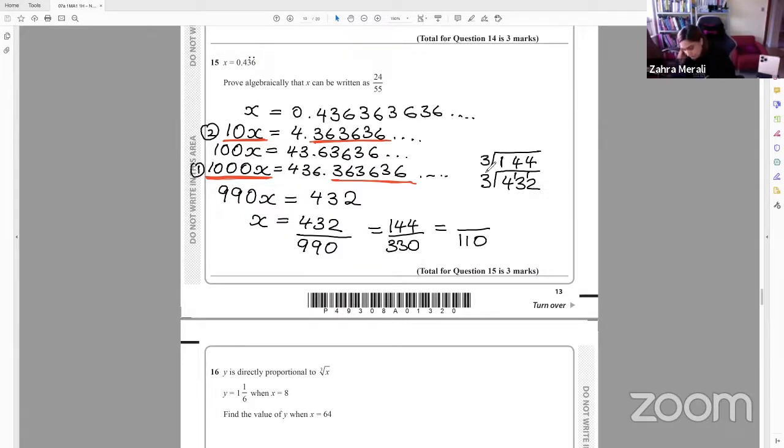So 144 divided by 3: 3's into 14 gives you 4, with 2 left over, so you've got 8. Yeah, that's right, so you get 48 over 110. And then you want to cancel down. Now you can see if you halve the top and the bottom, you get the answer that you want. So that's how you would prove algebraically that that recurring decimal can be written as that fraction.